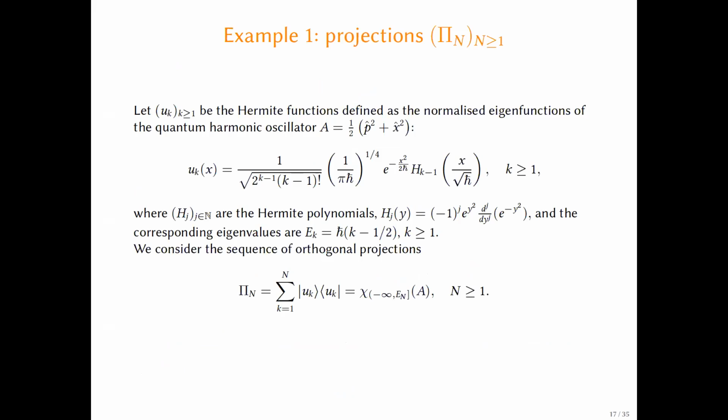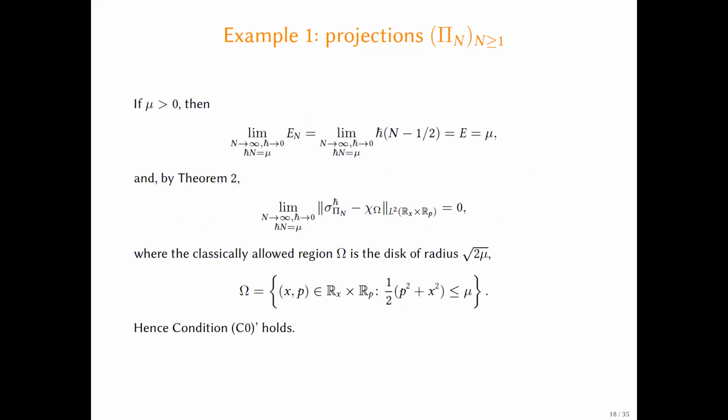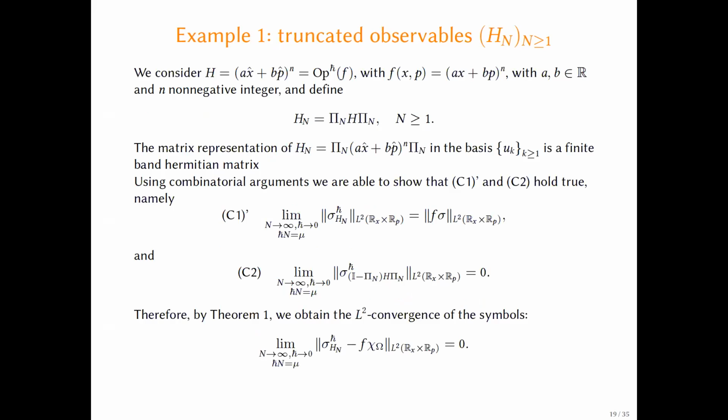So now I want to look at an example. Let us look at a specific model to which we can apply our procedure. We consider the Hermite functions, as in the work of Raymond and collaborators. We consider the projection on the first n Hermite wave functions, and the eigenvalues are the ones of the oscillator. It's very easy to compute the limit of this sequence, that is, of course, exactly 2. The classically allowed region is a disk in phase space with center in 0 and radius square root of 2. From theorem 2, we know that the symbol of the projections converges in L2 to the characteristic function of this. So what about the Hamiltonian that we want to truncate using this kind of projection?